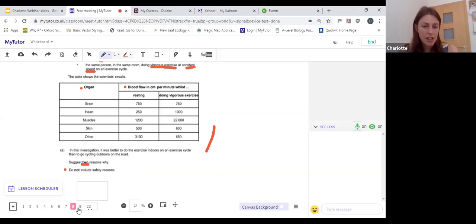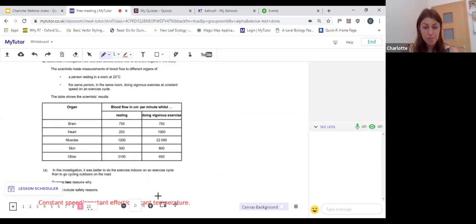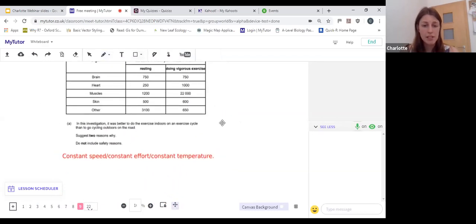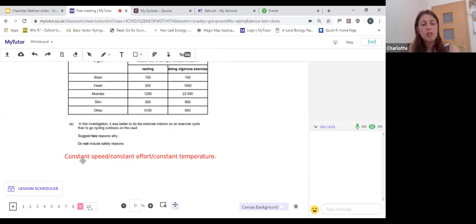Okay, let's look at the answers. So what I've done is I've written model answer in red there. So you could have any of those 3. So constant speed, constant effort, or constant temperature, as Grace has popped in the chat. So being indoors means that you can control those things. You can't control them outdoors.